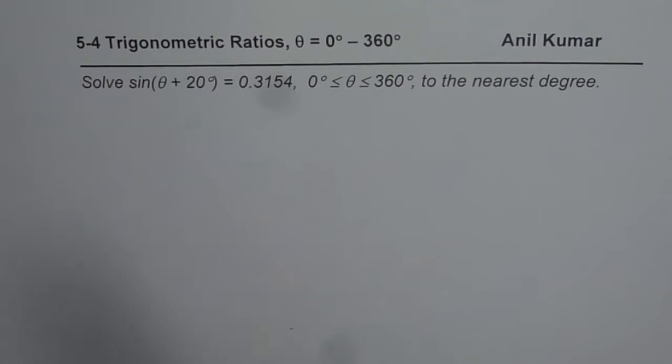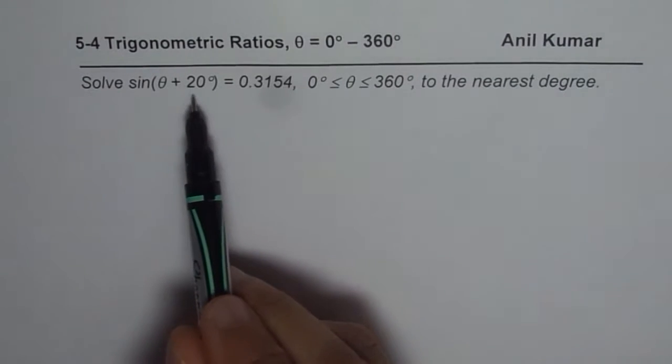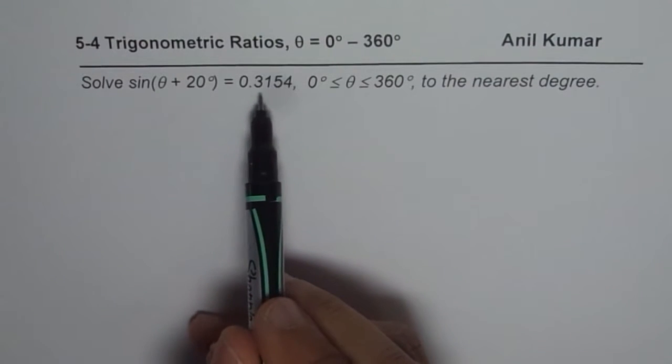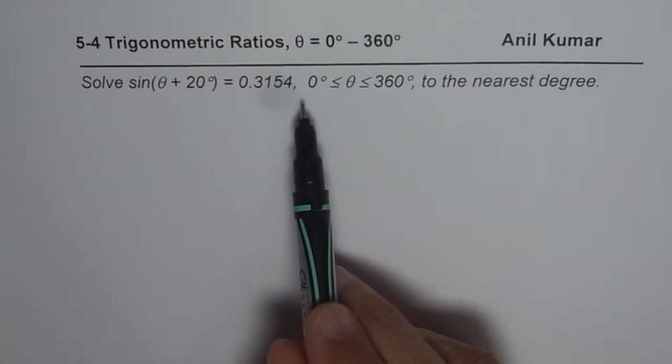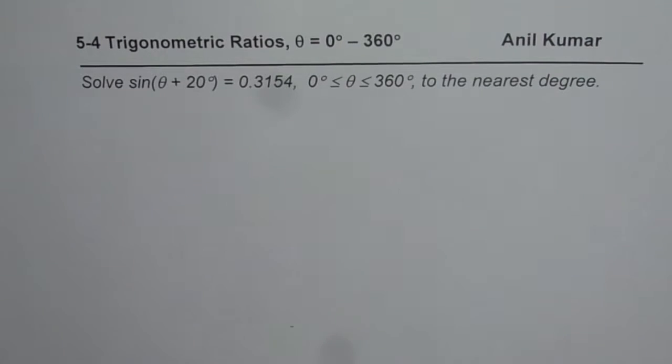Question is, solve sine of theta plus 20 degrees equals 0.3154, where theta is between 0 and 360 degrees, to the nearest degree. You can pause the video, copy the question, solve, and then look into my suggestion. So let's first think how to solve it.